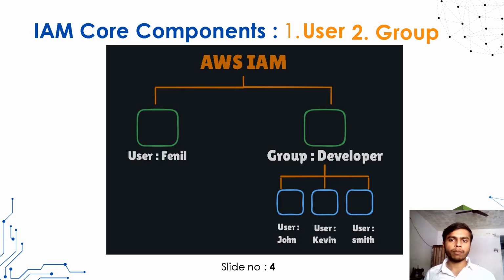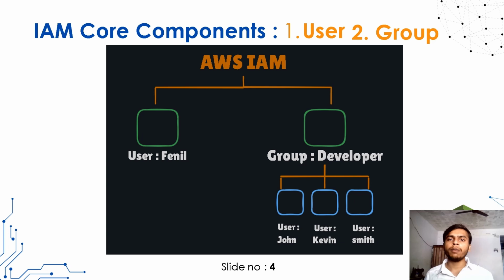Core components of IAM. First one is user, means the individual person who tries to access your AWS resources. Every user has their own credentials: secret key, access key, username and password. Users are given access permissions based upon roles. Example, a developer has full access to EC2 instances. An intern only has read access.